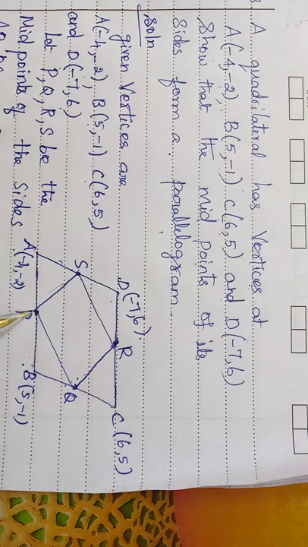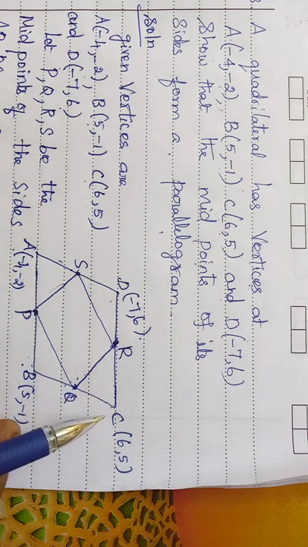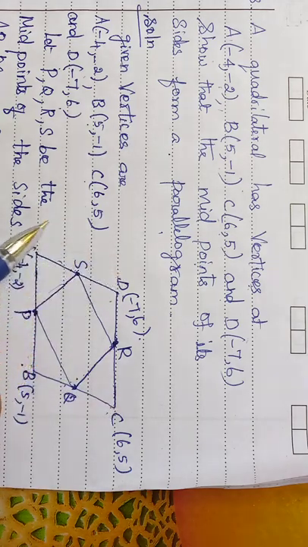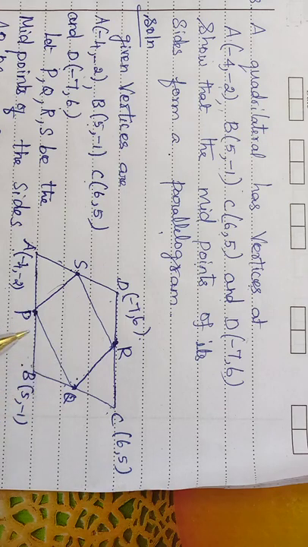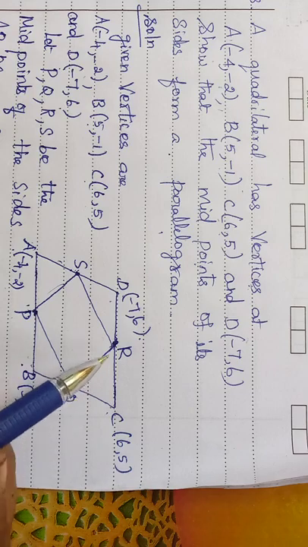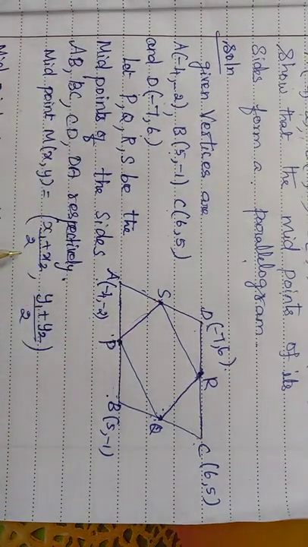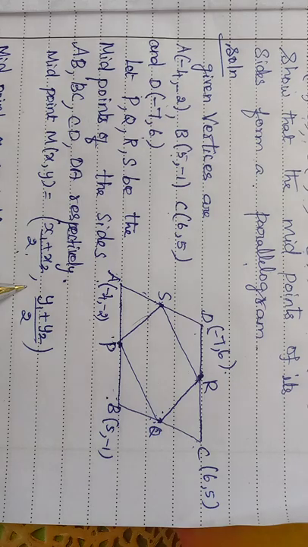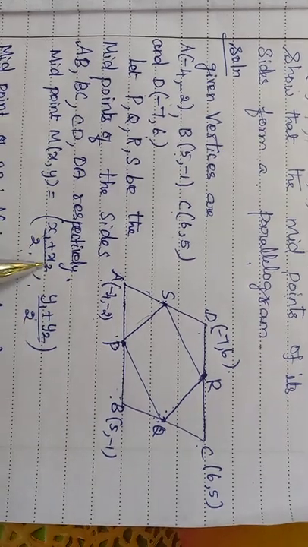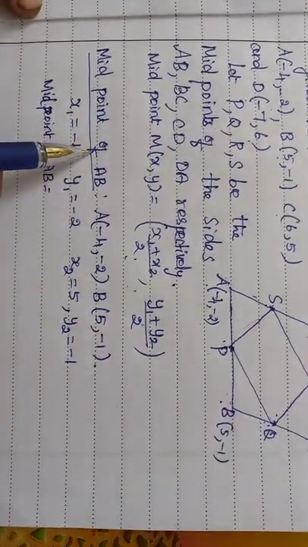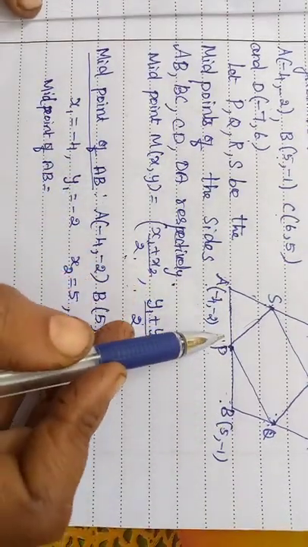It is mentioned P is the midpoint of AB, Q is the midpoint of BC, R is the midpoint of CD, S is the midpoint of AD. So by using the midpoint formula, let us find the midpoints of AB, BC, CD and AD. What is the midpoint formula? Do you remember? x1 plus x2 by 2, comma y1 plus y2 by 2. First of all, let's find the midpoint of AB. We get the point P.